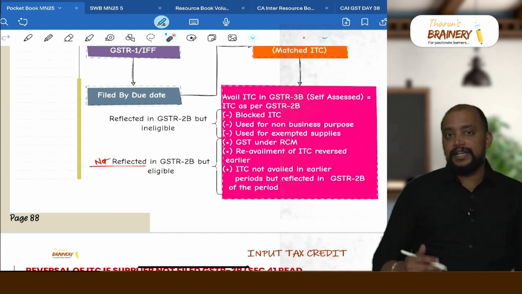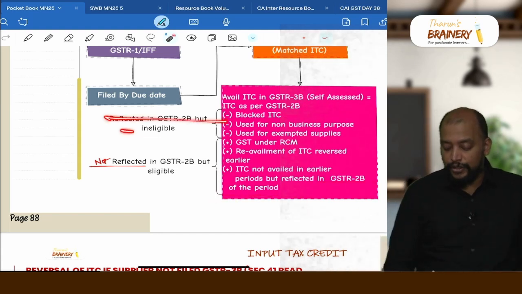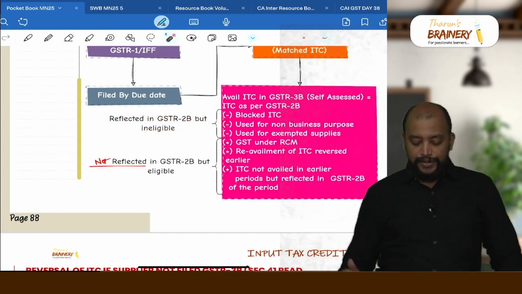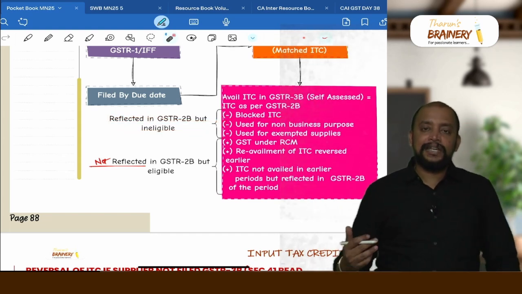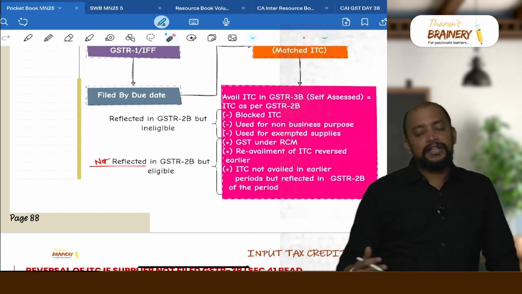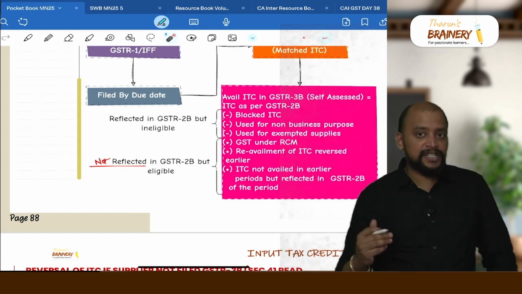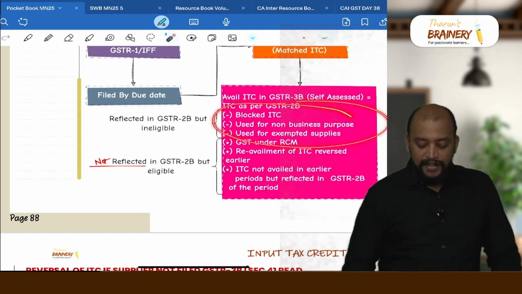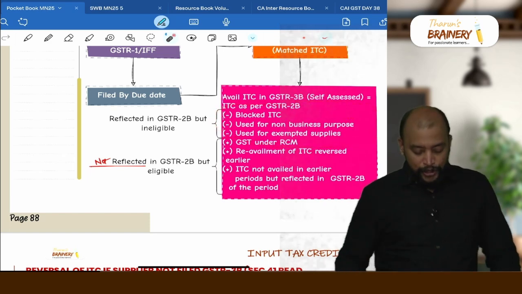Then the next three cases we need to reduce, that is, reflected in 2B but ineligible. So we need to reduce. What is that? Blocked ITC, so ineligible, like we have. Then inward supply used for non-business purpose, inward supply used for exempted supplies. Even though it is coming in 2B, you should not be taking this.